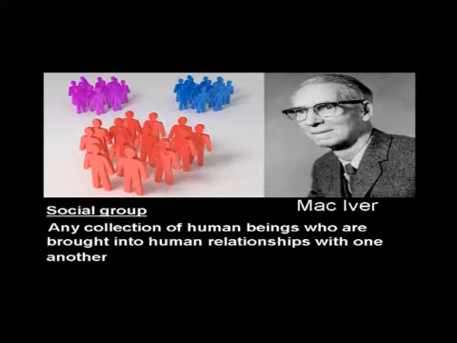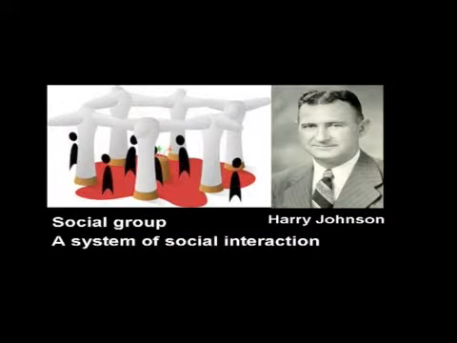Definition of a group. McIver and Page define a social group as any collection of human beings who are brought into human relationships with one another. According to Harry Johnson, a social group is a system of social interaction.